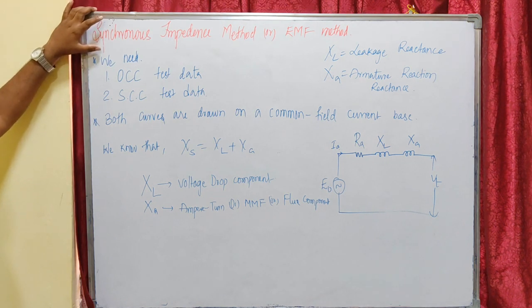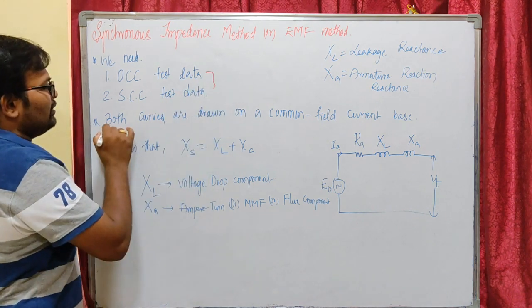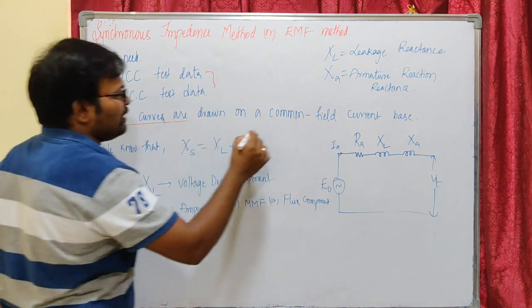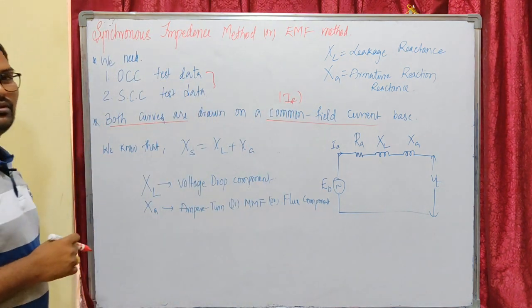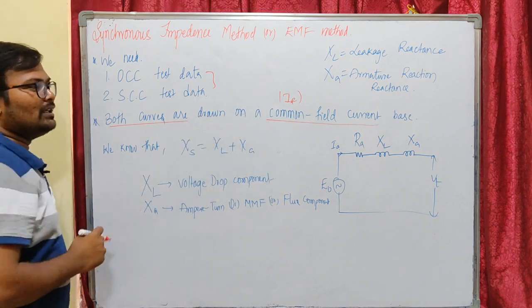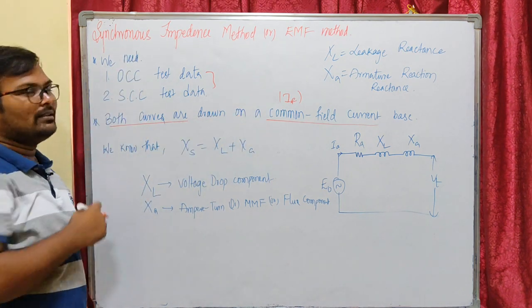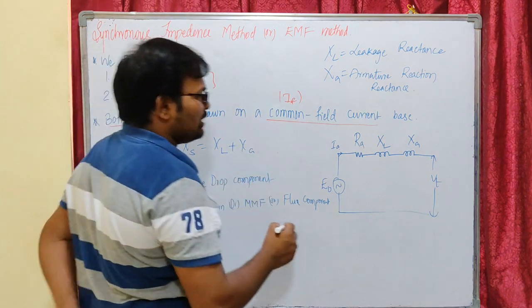Before going to that, these two curves should be drawn on a common field current base. That means the field current should be the same for these two graphs. For OCC and SCC, we are going to take a common field current while finding voltage regulation using the synchronous impedance method.